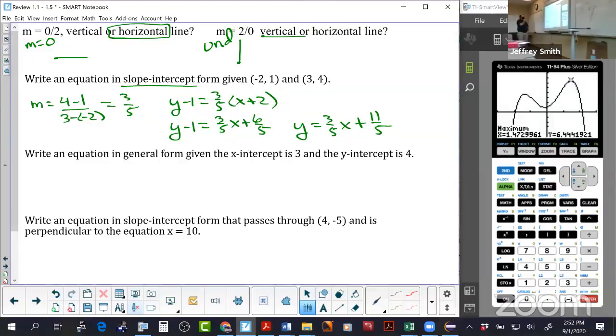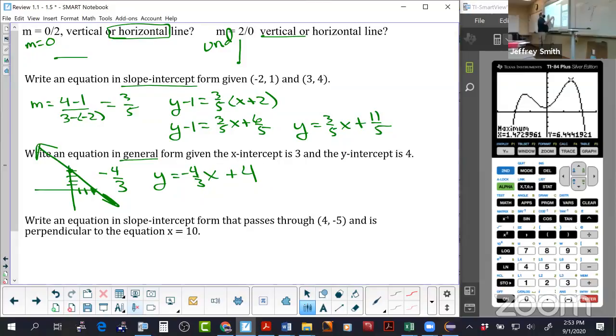Write an equation in general form given the x-intercept is 3 and the y-intercept is 4. General form. X-intercept is 3. Y-intercept is 4. So here's the line. The slope is down 4, right 3. So we have y is equal to negative 4/3 x, and the y-intercept, they just tell us, is 4. So we'll just write it in slope-intercept form, the mx plus b. We have everything we need for it. But now in general form, we want x and y on the same side. So 4/3 x plus y is equal to 4. No fractions. X can't be negative. So we multiply everything by 3.